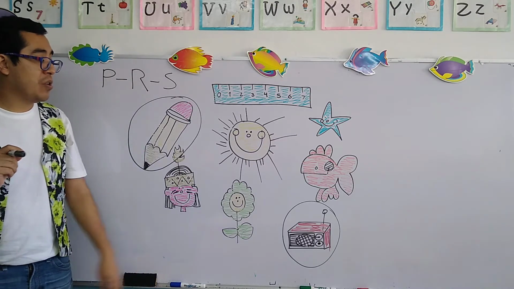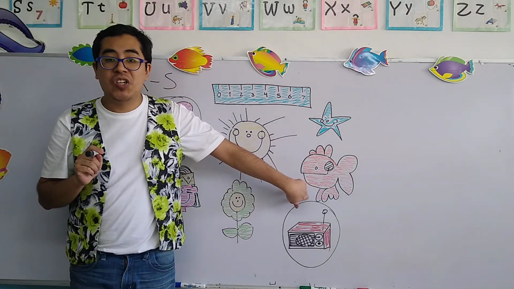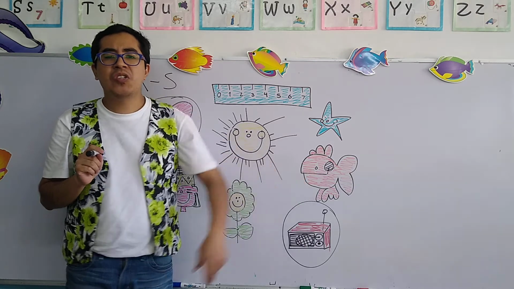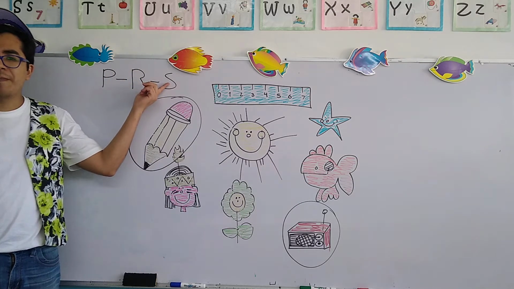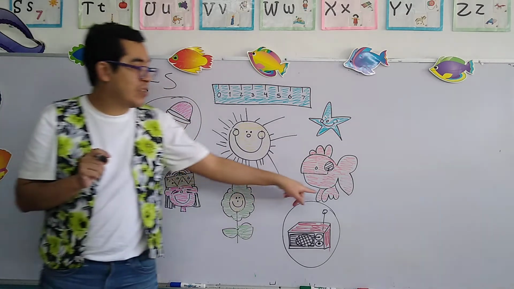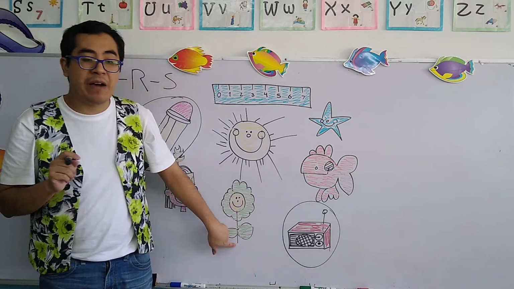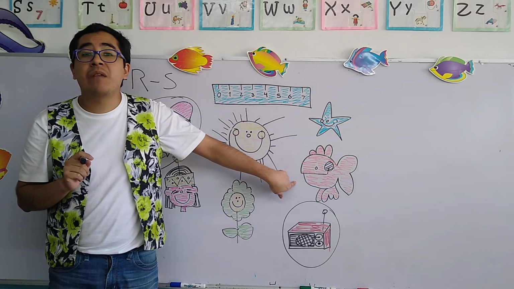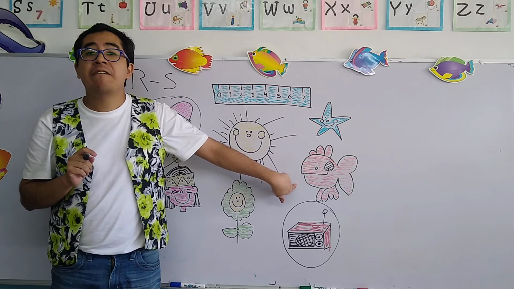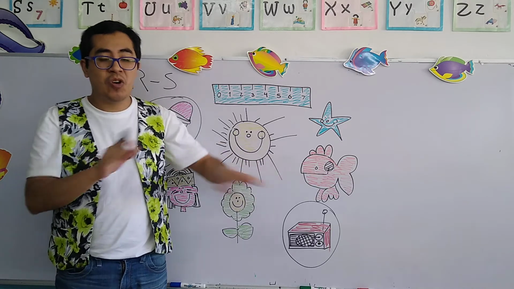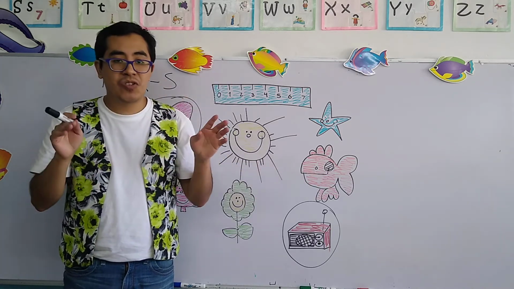So let's continue with the fish. Now the fish, does it use these letters P, R, S? No, because once again, as in the case of the flower, the fish is an object that begins with the letter F of Frida. Fish, okay? So you don't paint it, I don't circle it.